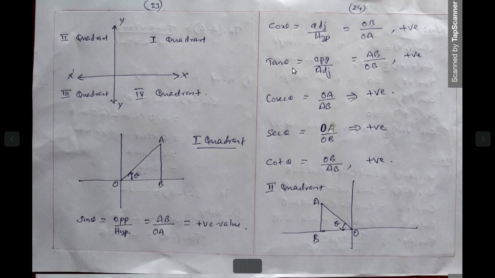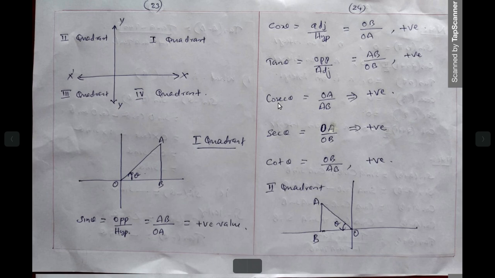Similarly, what about tan theta? Tan theta is equal to opposite side by adjacent side. Opposite side AB, adjacent side OB, AB by OB. So same. OB is positive, AB is positive, so entire term is positive. Tan theta is positive in the first quadrant.